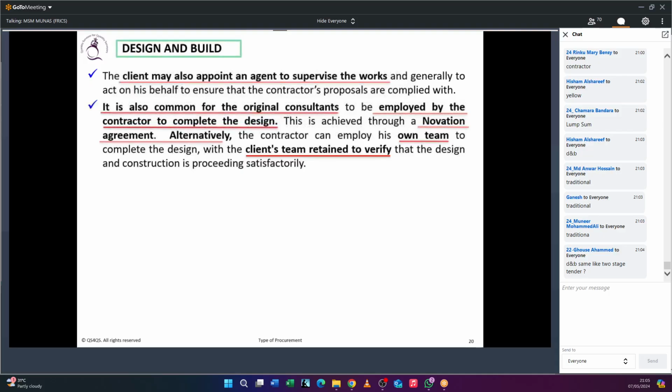Now there's a question. Designer will be same like a two-stage tender. Okay, we will answer that question after this. Okay, ask me after this.